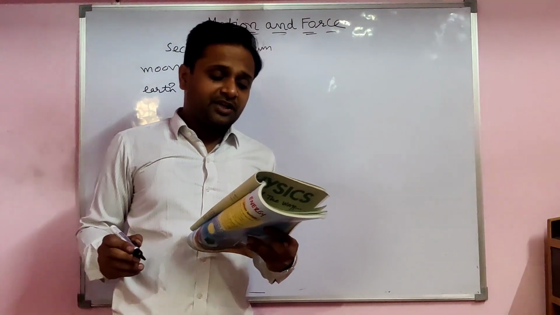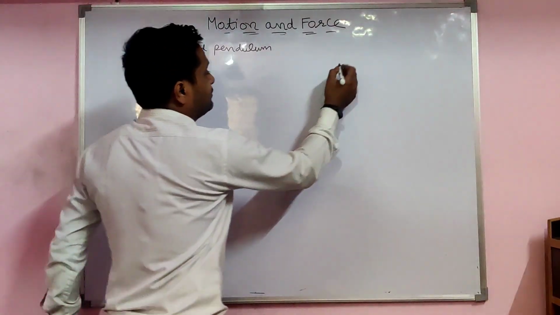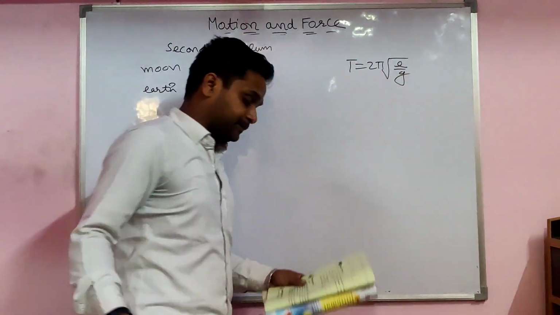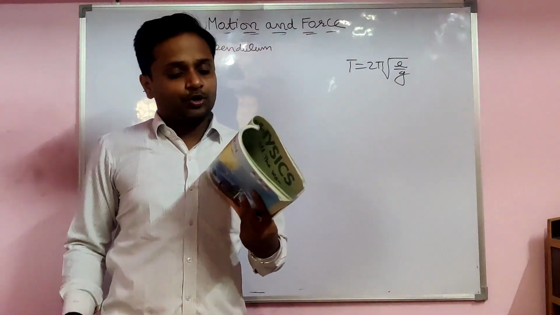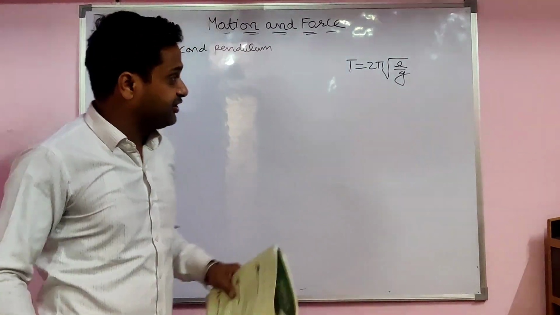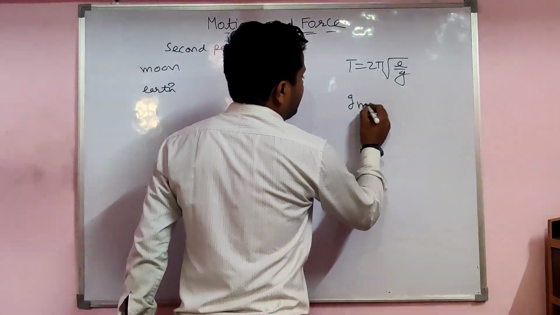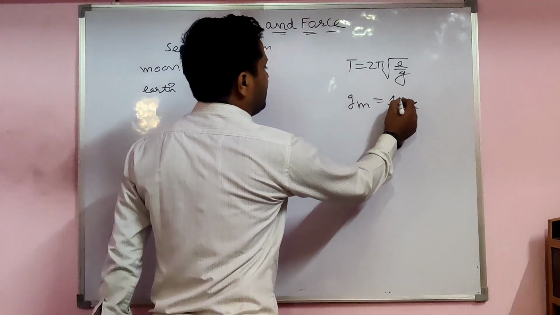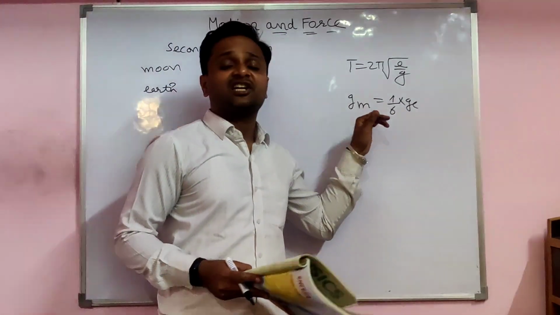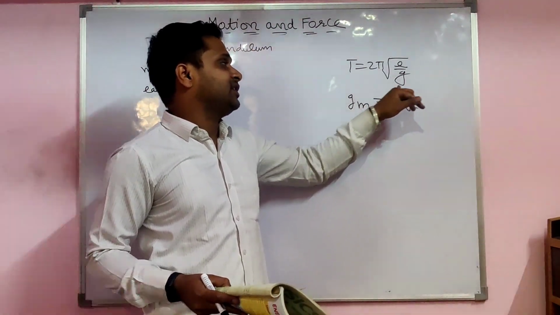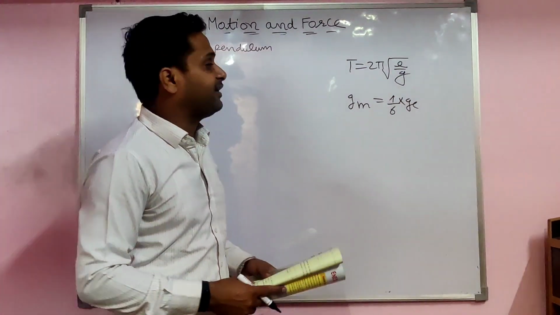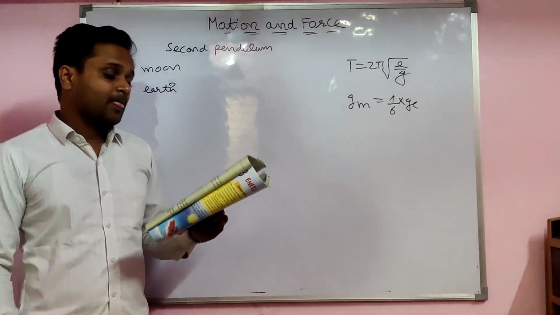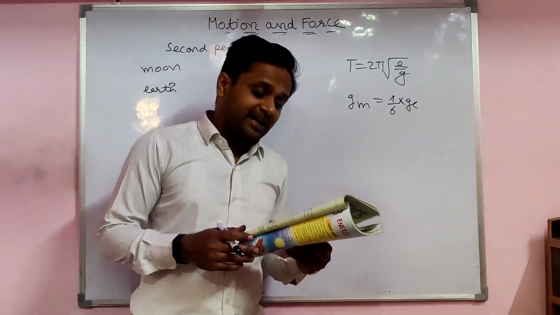On the moon, the teacher explained the formula to him. The formula is this one. And asked him to use it for the moon, where g of moon is given as 1 by 6th of g of earth. That was given. It means the acceleration due to gravity on the moon is 1 by 6th of the acceleration due to gravity on the earth.